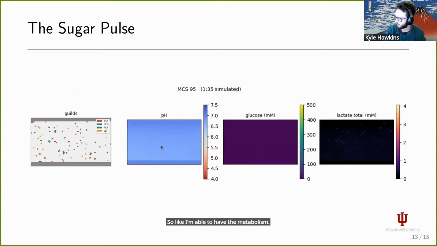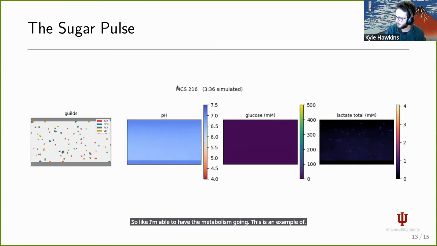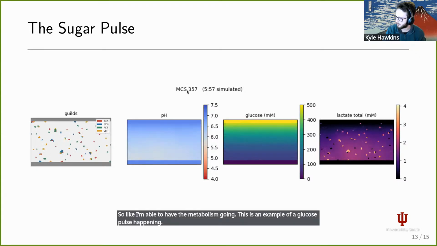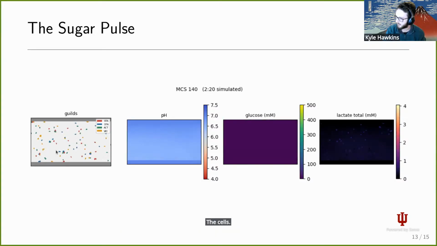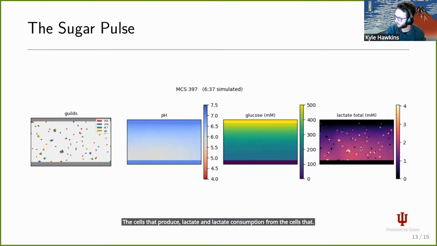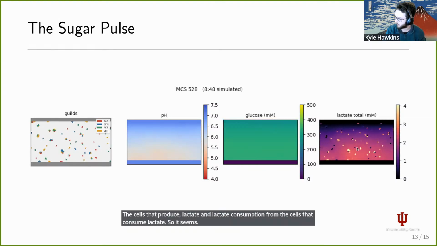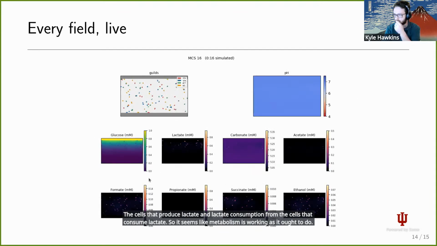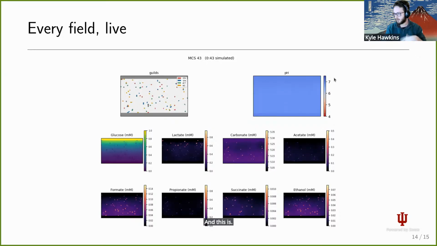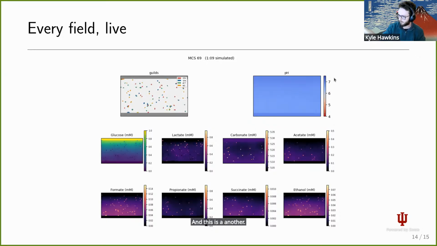This is an example of a glucose pulse happening at MCS 300. And you see there's lactate production from the cells that produce lactate and lactate consumption from the cells that consume lactate. So it seems like metabolism is working as it ought to do. And this is another visualization just with all the different fields just for a shorter MCS.